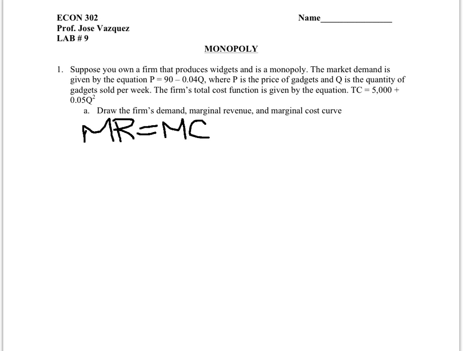Marginal cost is pretty easy to find. We've done that before. It's going to be the derivative of the total cost equation with respect to output. So that's going to be equal in this case to 2.05 times 2.